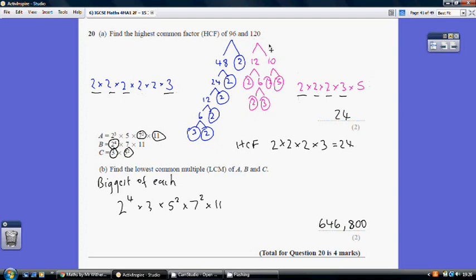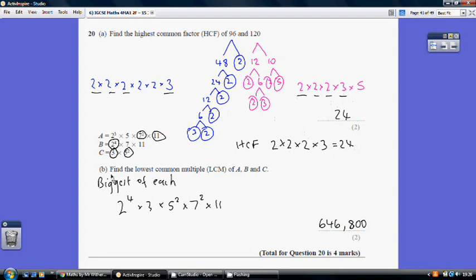Now the highest common factor is what I get when I multiply the numbers together that are on both lists. So I've got the 2, 2 and 2 in common, and I've also got a 3 on both lists. So I've got a 2, a 2, a 2 and a 3. Now when I times all of these together, I get the highest common factor of 24.